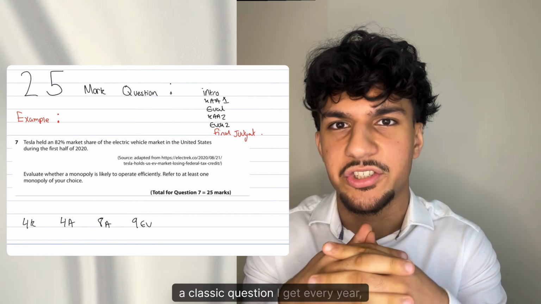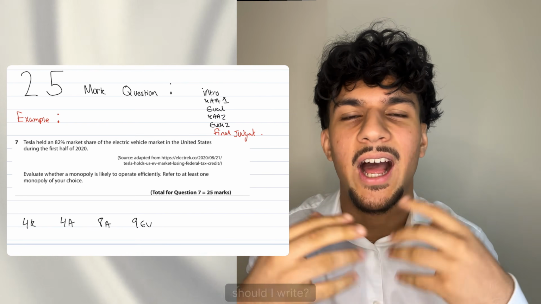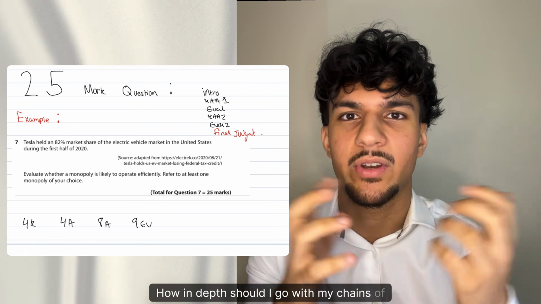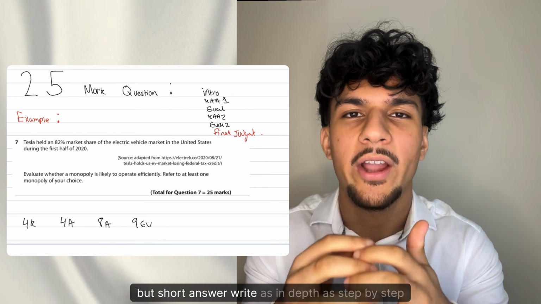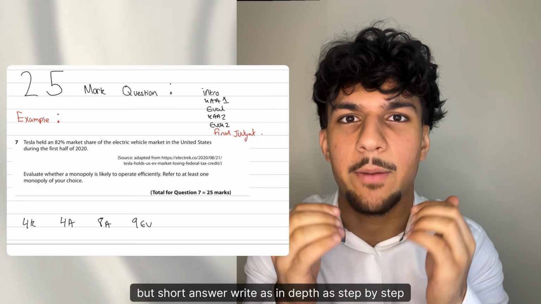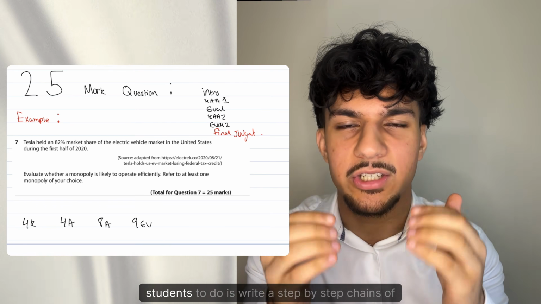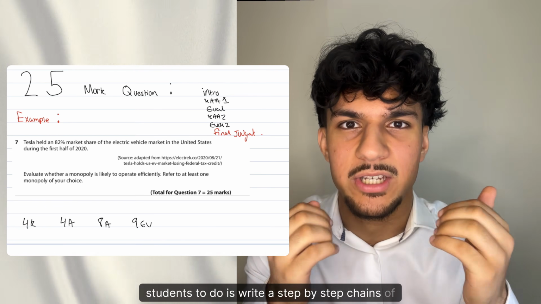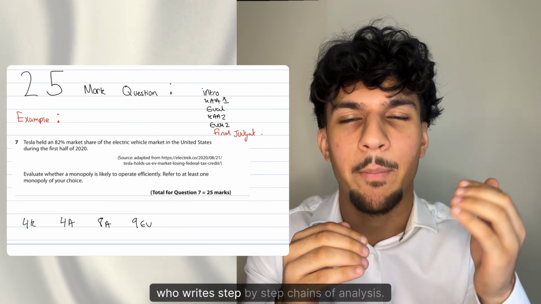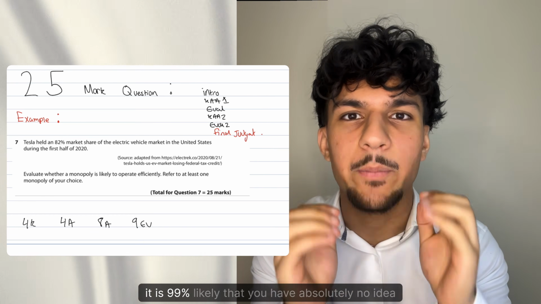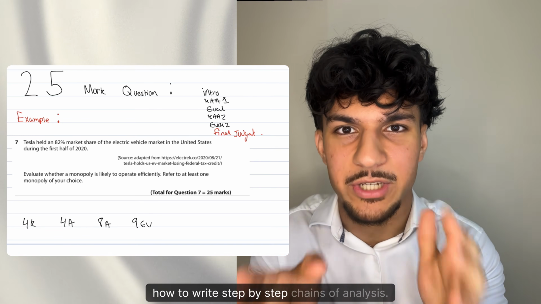Moving on, a classic question I get every year is to do with how many chains of analysis I should write? How in depth should I go with my chains of analysis? A lot of students want a certain number, but short answer, write as in-depth, as step-by-step as possible. When I tutor one-on-one, one of the biggest things I'm trying to get these students to do is write step-by-step chains of analysis. And I have never met a student initially who writes step-by-step chains of analysis. It is 99% likely that you have absolutely no idea how to write step-by-step chains of analysis.